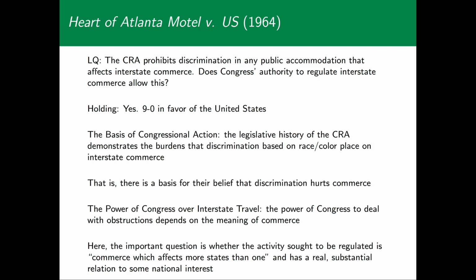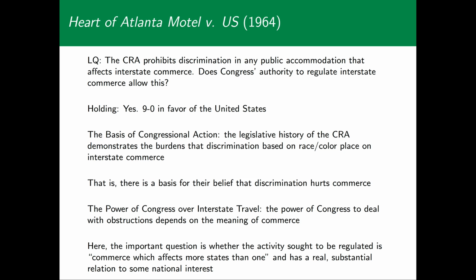So there's a couple portions of the court's opinion here. The first part is called the basis of congressional action. And the court says, if you go look at the legislative history, the conversations they had on the House floor when they were writing the Civil Rights Act, they clearly connect discrimination and interstate commerce, right? The connection between those two things is meaningful. It's not nothing. So Congress shows that there is a basis for the idea that discrimination affects commerce.